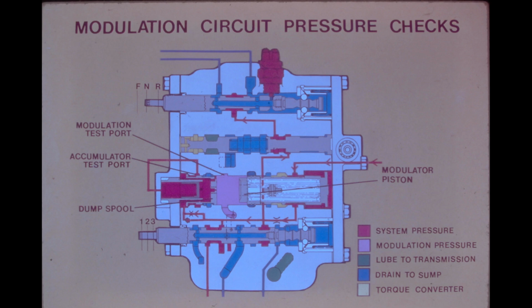A low modulation pressure cannot be mistaken for an inefficient pump problem. An inefficient pump would result in low apply pressure in all selections, but it would also show up as low main pressure before engagement.